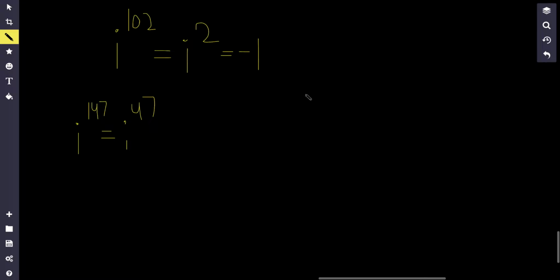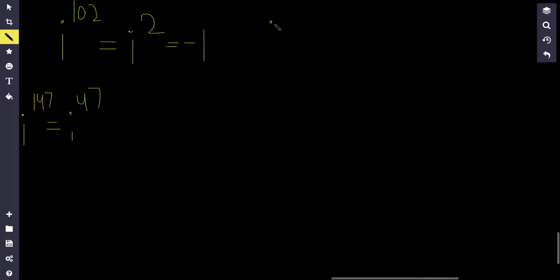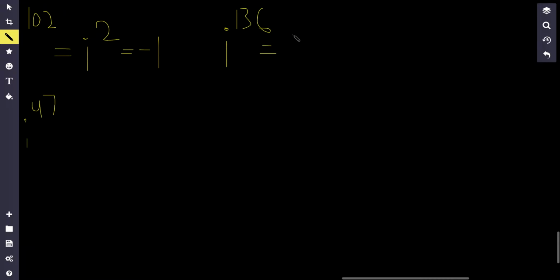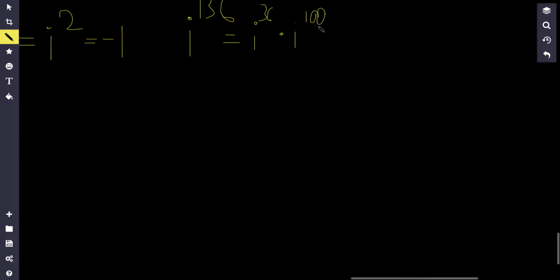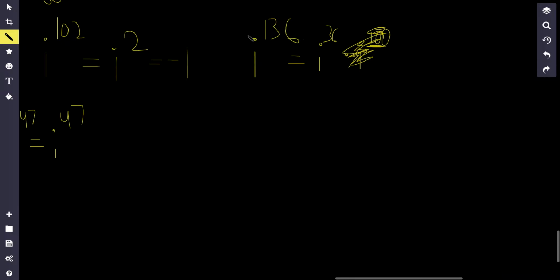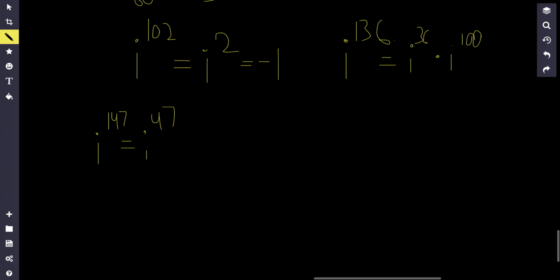Now, why does this work? Well, it's because when we have I to the, let's say, 136 power, we can break this up into I to the 36 power times I to the 100th power. And I to the 100th power, well, 100 is a multiple of 4. So this is all going to be equal to 1. And you only have to focus on the first 2 digits, right? The first 2 digits of your 3-digit thing. Okay, so this is the reason why this strategy works. It's because I to the 100th power is always equal to 1.